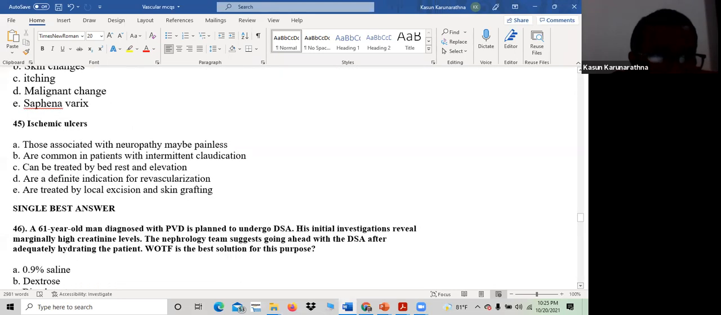Ischemic ulcers. Question number 45. Those associated with neuropathy may be painless. What is the answer? Suprainguinal arterial occlusions, treatment, either endoluminal intervention or bypasses, right? That depends on the level of occlusion and how long is the involved segment.